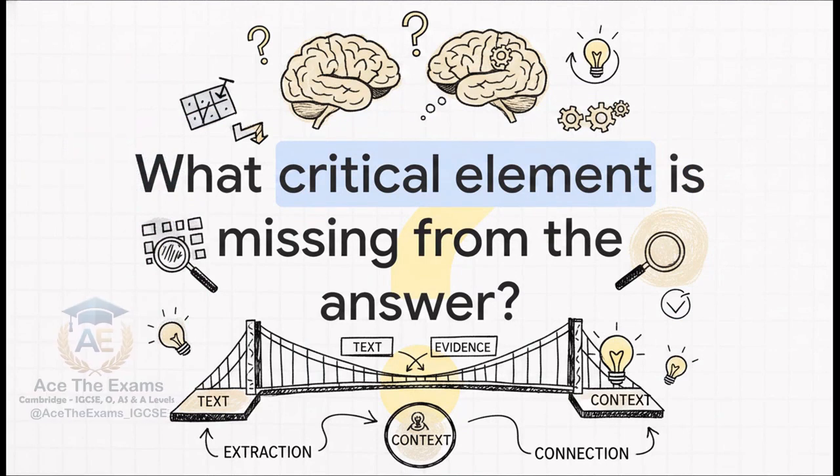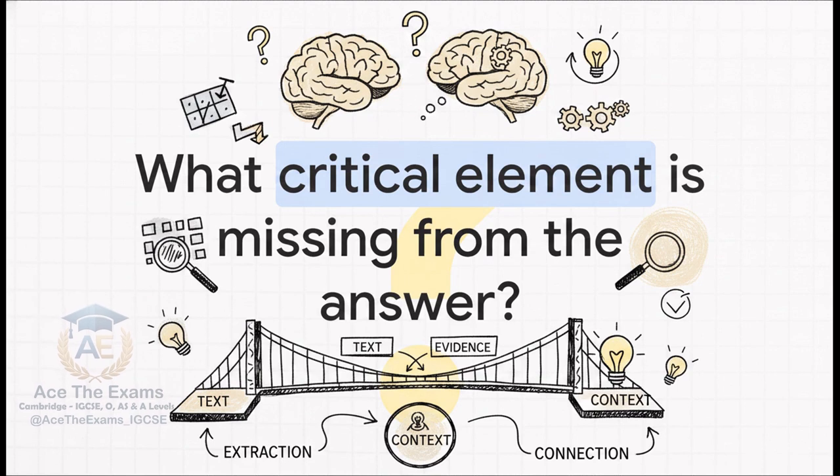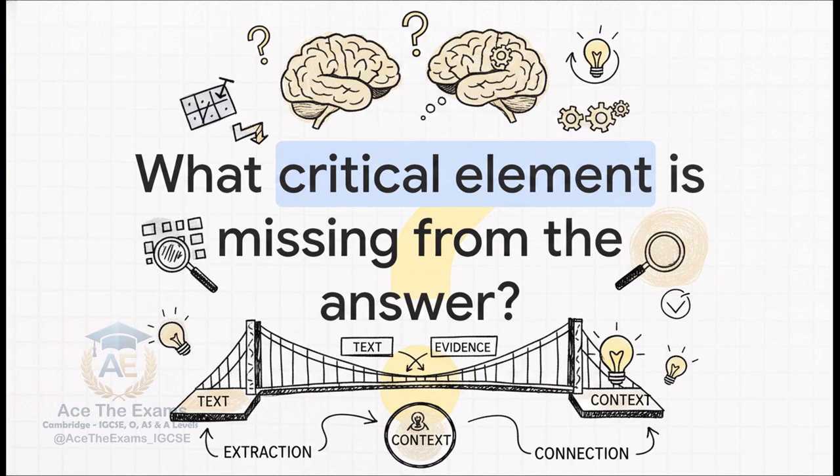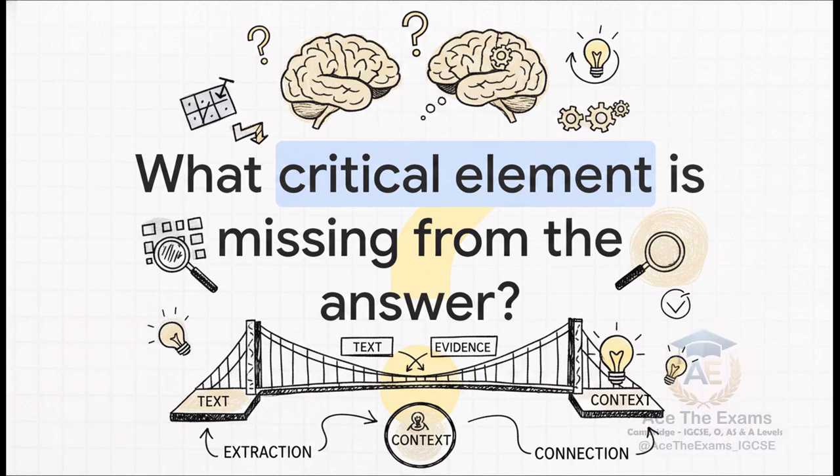Pause and predict for a second. Think back to that flawed answer we just looked at. What critical element was entirely missing? I'll give you a hint. Think about that bridge we discussed earlier. You guessed it. The flawed answer failed to extract relationships from the text and draw evidence-based conclusions. It entirely missed the context.